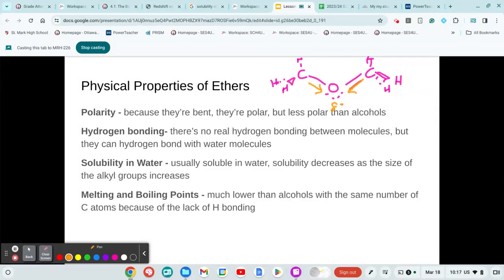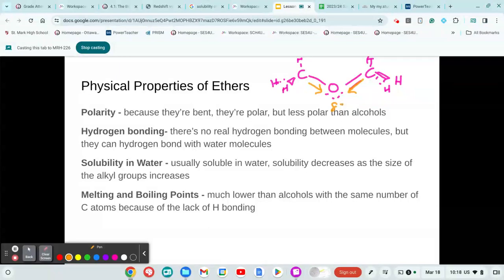Brooke, why not? Because it's like CH bonding with O, not just H and O. Exactly. Because it doesn't have oxygen bonded to a hydrogen, so it can't have hydrogen bonding to itself. As a result, they're polar, but they're not as polar as alcohols, and they don't have hydrogen bonding. However, they can do hydrogen bonding with water.